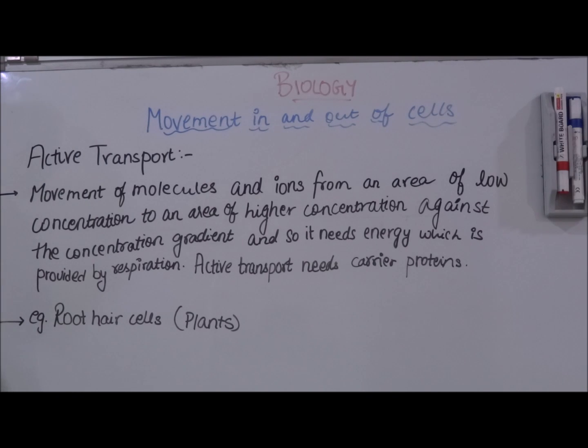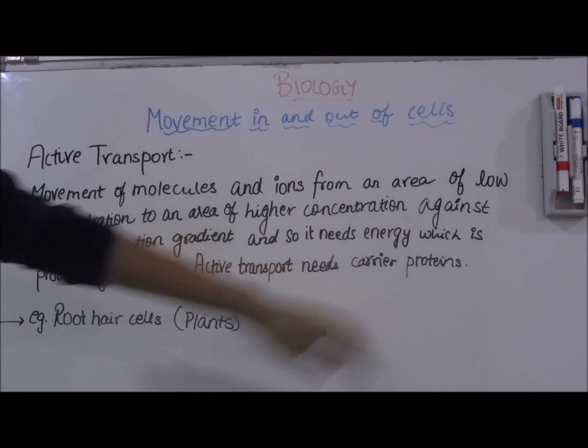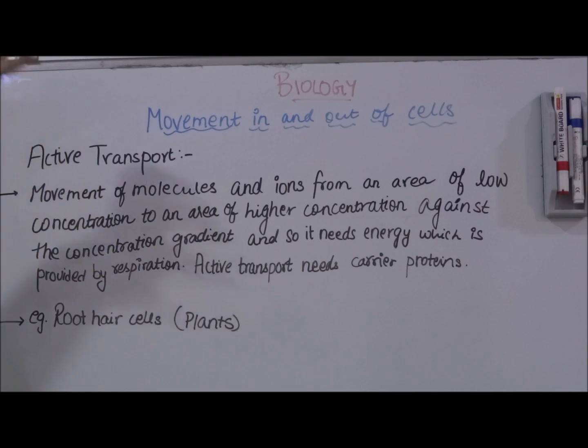The concentration of nitrate ions inside the root hair cells is greater than the concentration of nitrate ions outside the root hair cells. Yet, root hair cells have these specially developed carrier proteins that help them take the nitrate ions from the soil into the cell against the concentration gradient of the nitrate ions.